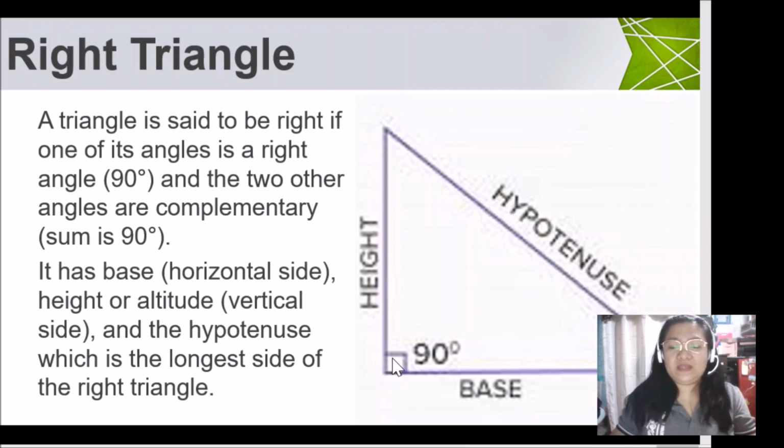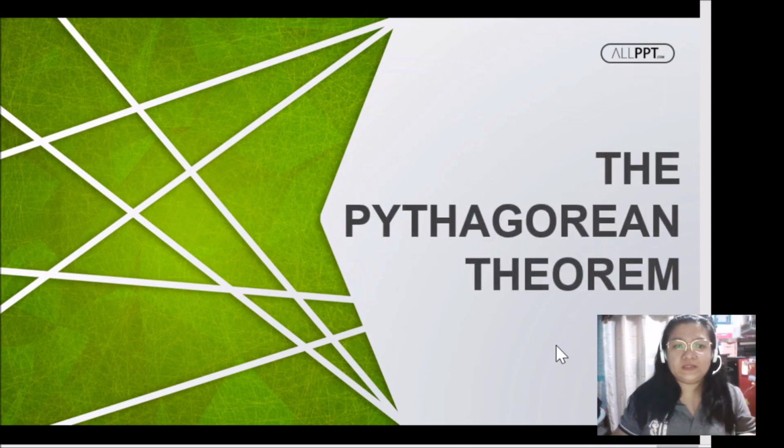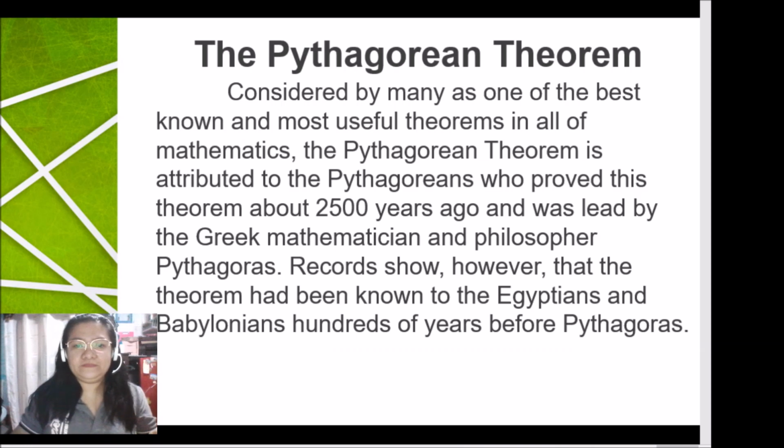It has a base on the horizontal side, an altitude or the height, which is the vertical side, and the hypotenuse, which is the longest side of the right triangle. To solve for the length of the sides of the right triangle, we will be using the Pythagorean theorem.